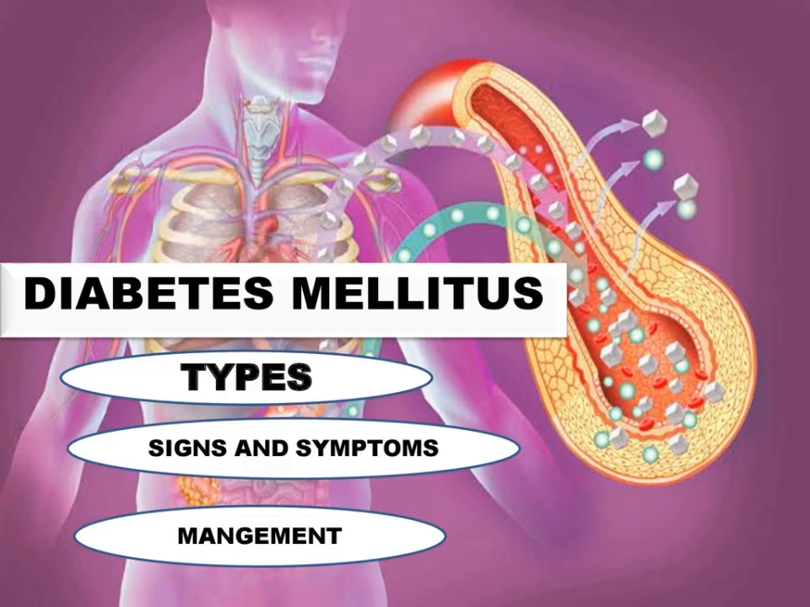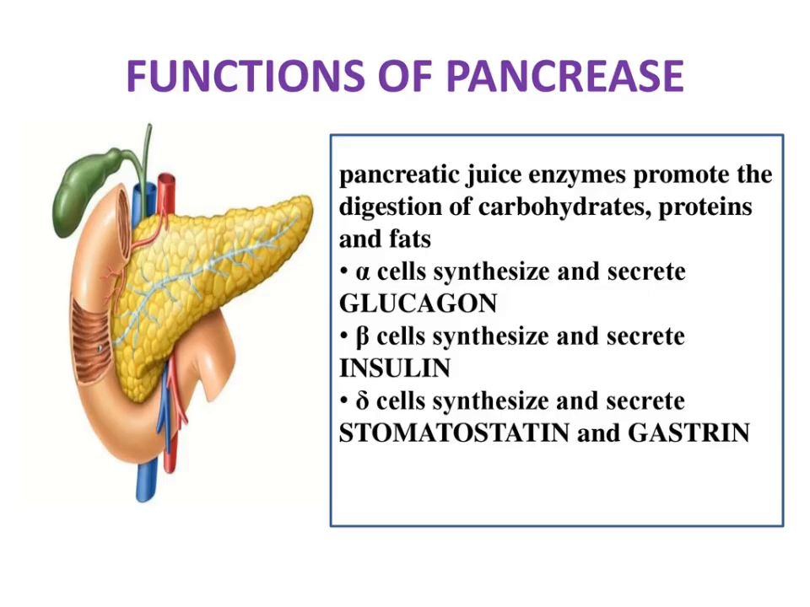So first we will discuss the functions of the pancreas. The pancreas is one of the major exocrine glands. It synthesizes juice, that is enzymes that promote the digestion of carbohydrates, proteins and fats. The alpha cells synthesize and secrete glucagon, beta cells synthesize and secrete insulin, and delta cells synthesize and secrete somatostatin and gastrin.